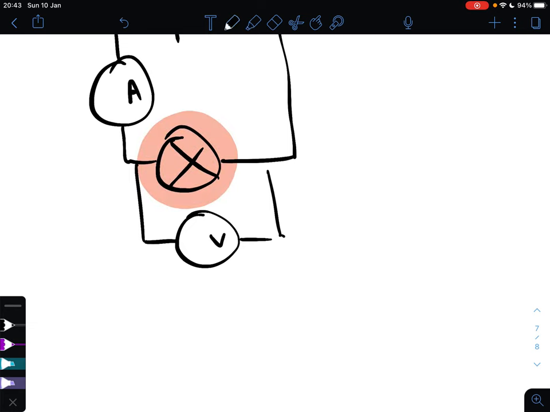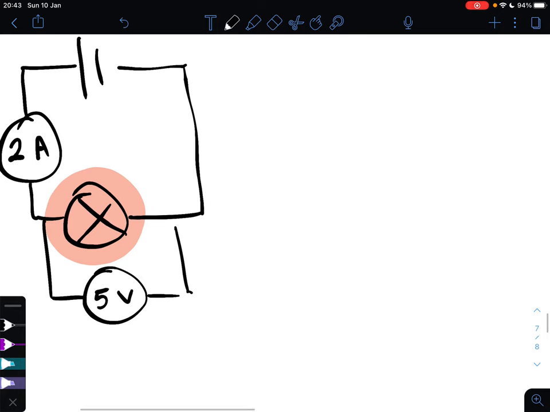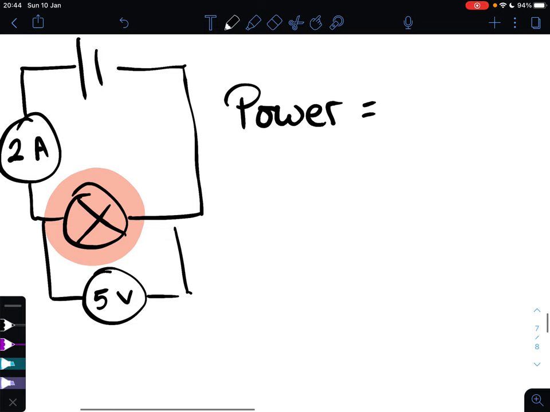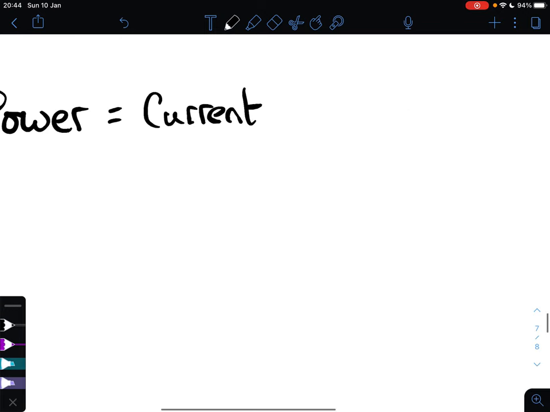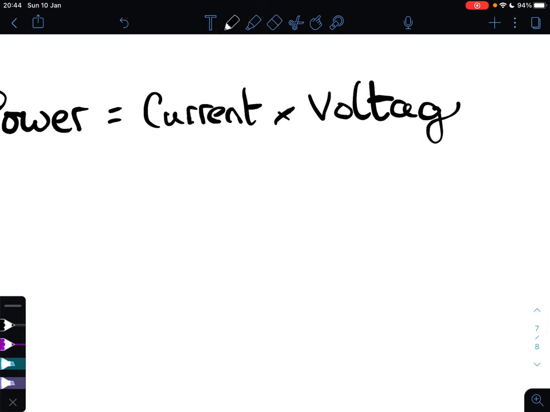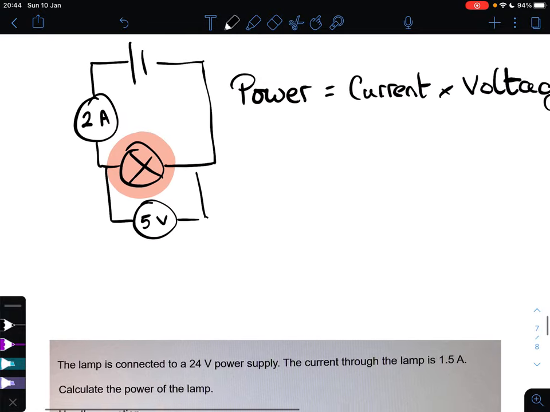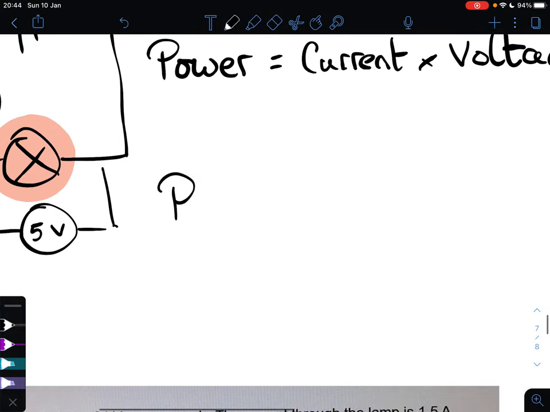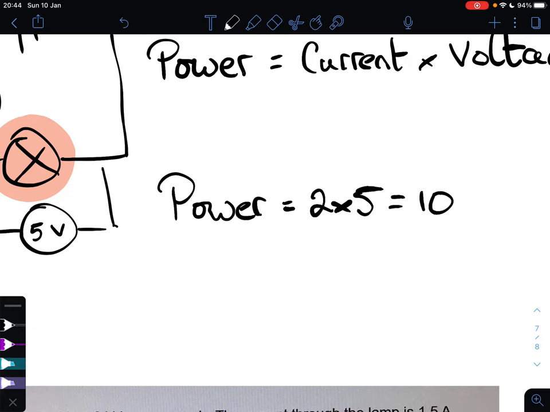And the answer is really easy. If we measured the current, say it was 2 and the voltage was 5 volts, then to calculate the power of the circuit, it is purely current times voltage. So that's our first equation, current times voltage. In this case we'd do 2 times 5, and the power is 10. Now we need a unit.